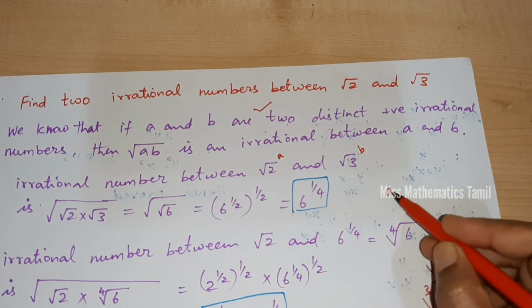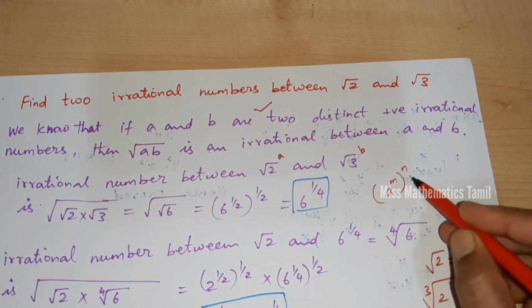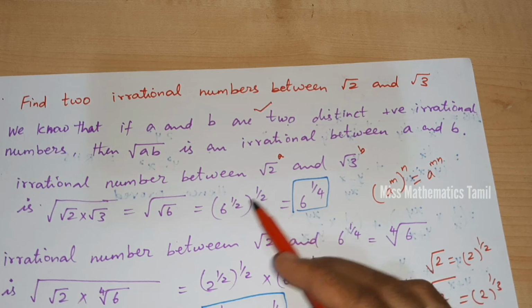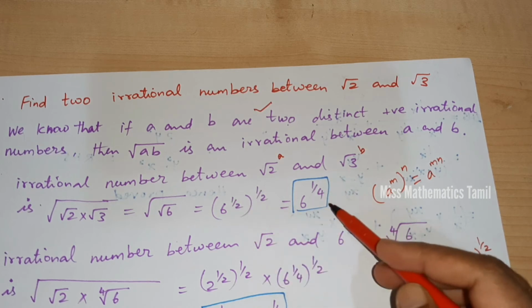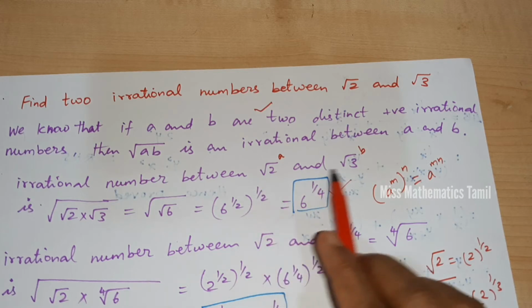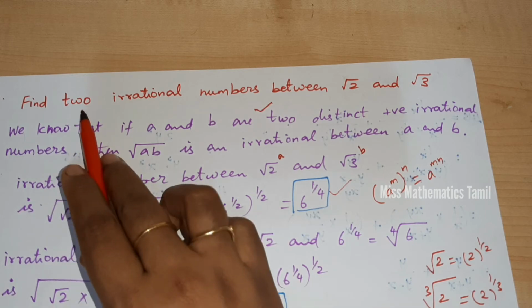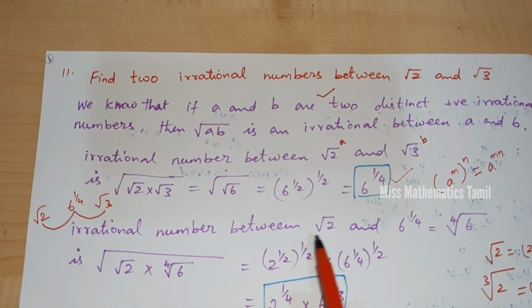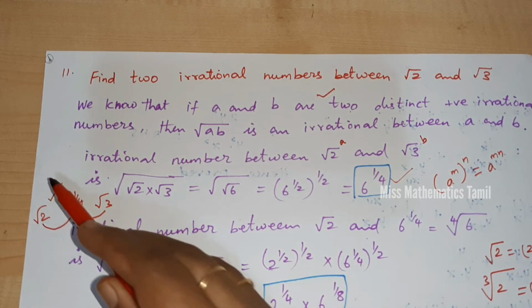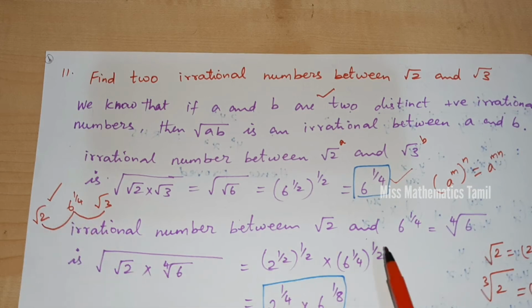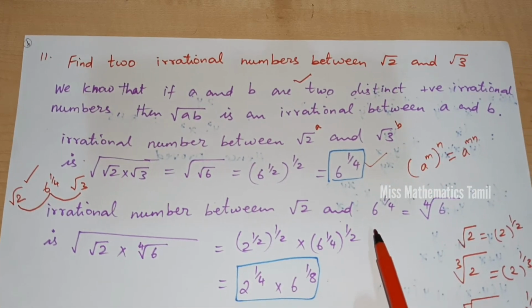So a to the power of m, the whole power n, means what? A to the power of m into n. So I am multiplying these two. 1 by 2 into 1 by 2, 1 by 4. This is the irrational number between root 2 and root 3. How many do we have to find? 2. We found only 1. So I am selecting this portion, root 2 and 6 to the power of 1 by 4. In between I am going to find one irrational number.